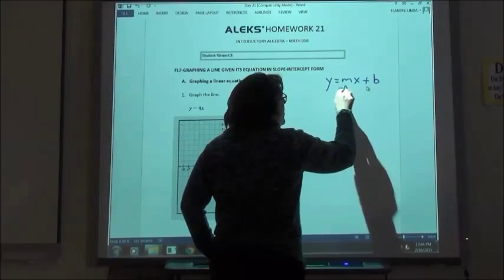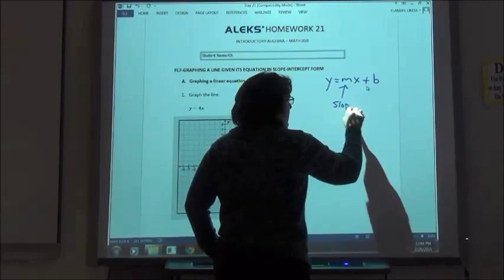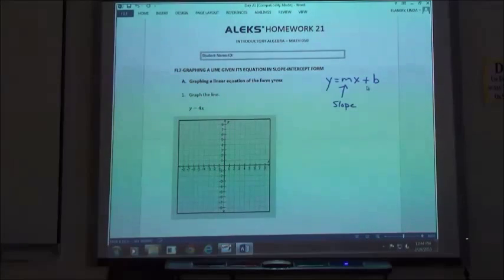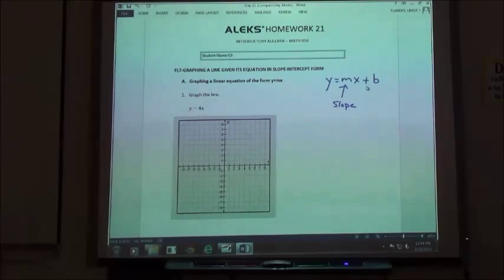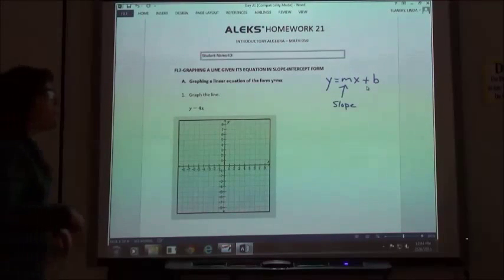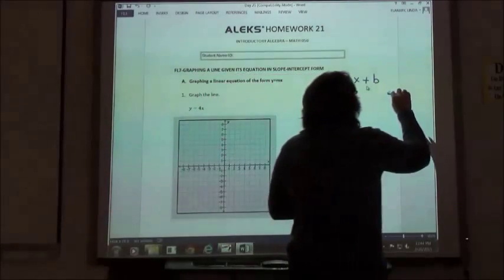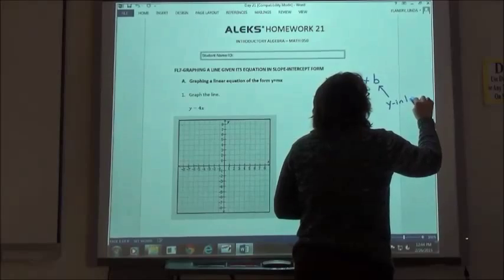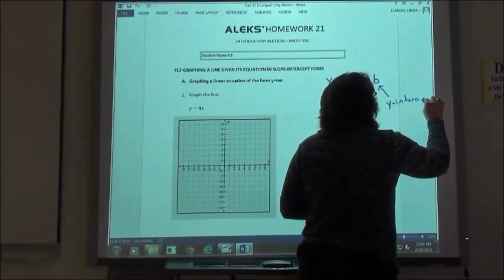The number in front of the x is the slope of the line. So if you think about slope, that's the slant of the line. The bigger the number, the higher or steeper the slant is. If it's positive, the slope goes up as you go from left to right. If it's negative, it goes down as you go from left to right. We'll talk about slope a little bit more, but that way you'll kind of understand what's going on when you graph. The end number is your y-intercept.